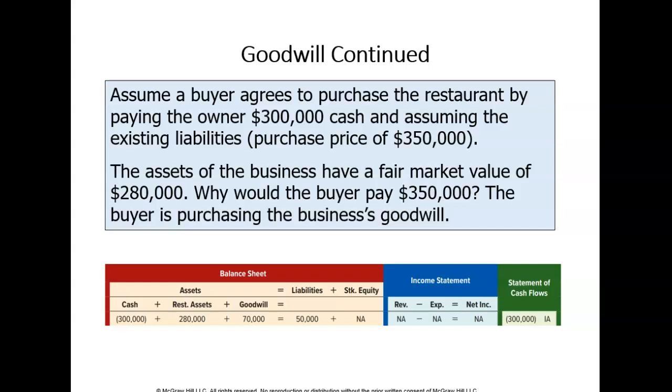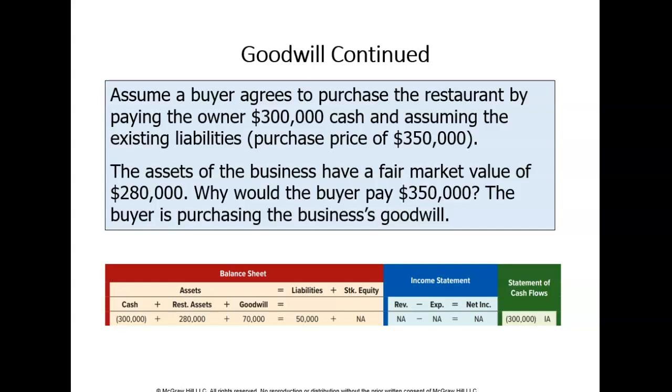You've got to pay me for my customer list, my reputation, because in this situation, you're buying an established business. Therefore, you're going to come into a business where you're going to have customers right away because they're familiar already with the actual restaurant. So that excess of the purchase price over the assets' fair market value is known as goodwill.